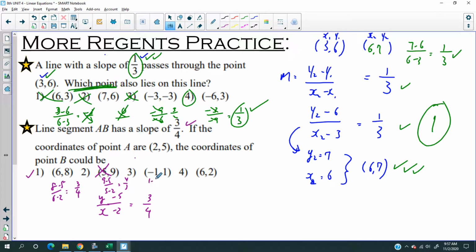Negative 1 minus 5. Negative 1 minus 2. So that's negative 6 over negative 3... that's 4/3. That's not it. And then 2 minus 5. By the way, the whole time I'm just looking at this. 2 minus 5, 6 minus 2. Negative 3 over 4, that's not it either, so that's it. Yeah, choice 1.